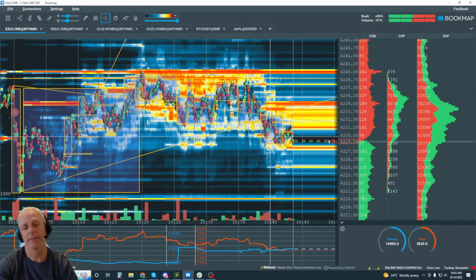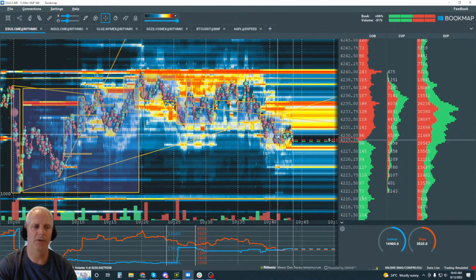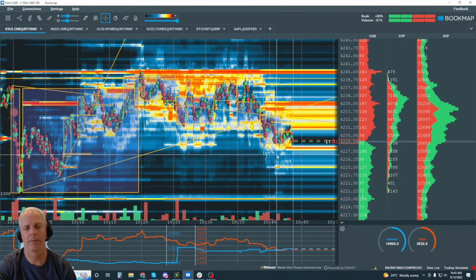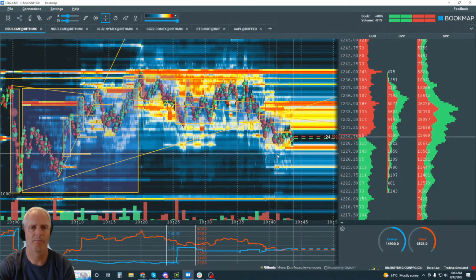So how do you handle something like that? Well, don't trade, or trade and reduce your size quite a bit. You can do that with minis or micros, I'm sorry. You can look for that.